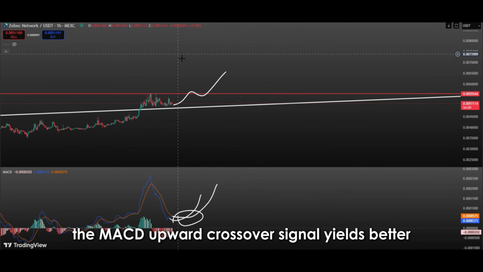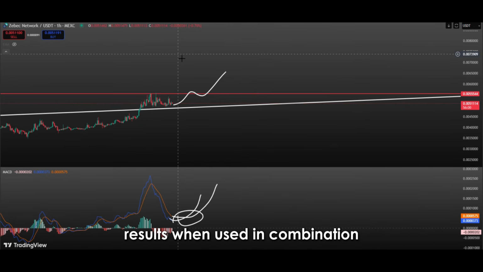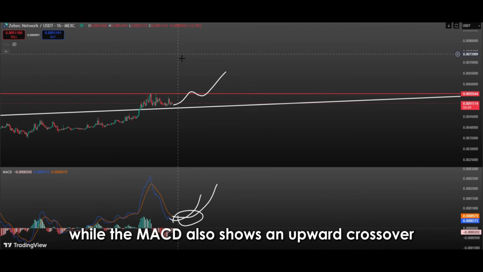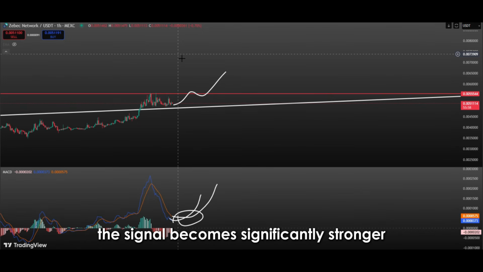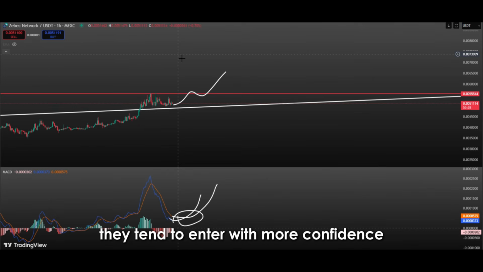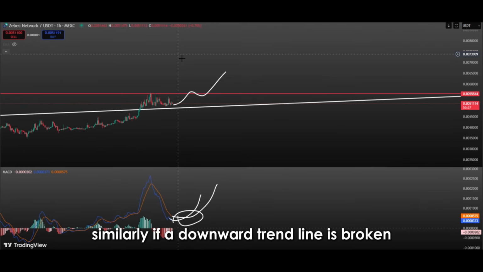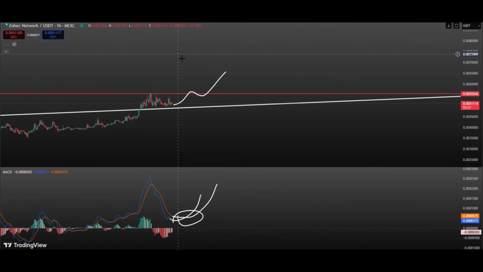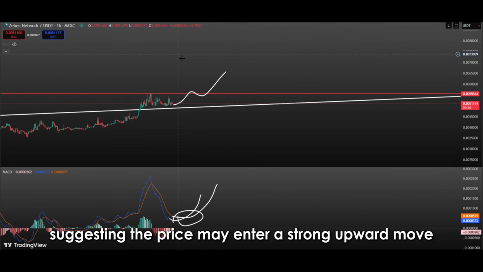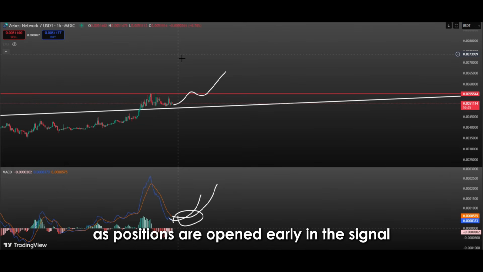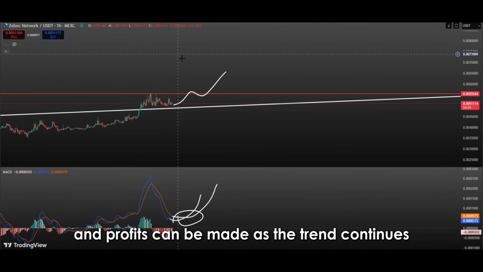The MACD upward crossover signal yields better results when used in combination with other technical structures. For example, if a cup pattern completes and the price breaks out while the MACD also shows an upward crossover, the signal becomes significantly stronger. When investors see such a setup, they tend to enter with more confidence because the pattern and momentum are aligned. Similarly, if a downward trend line is broken and a MACD crossover follows, it is seen as confirmation of the breakout, suggesting the price may enter a strong upward move. At this point, the risk-to-reward ratio becomes very favorable as positions are opened early in the signal and significant profits can be made as the trend continues.